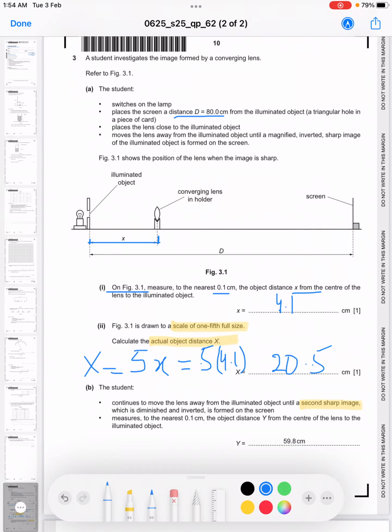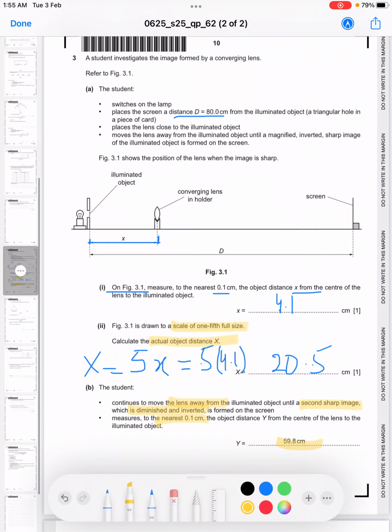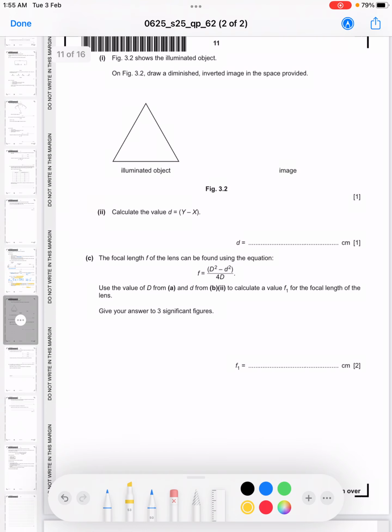Okay, now part B. The student continues to move the lens away from the illuminated object until a second sharp image, which is diminished and inverted, is formed on the screen, right? Second image is formed. Measure to the nearest 0.1 centimeter. Again they measure the distance and it comes out to be 59.8 centimeters. Okay, now see what they want from us.